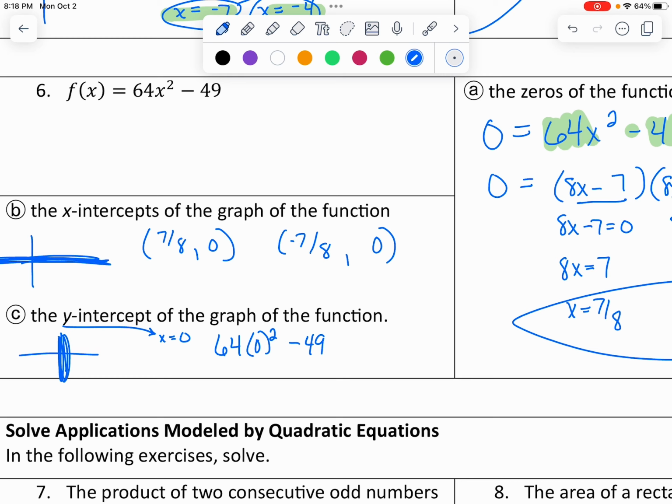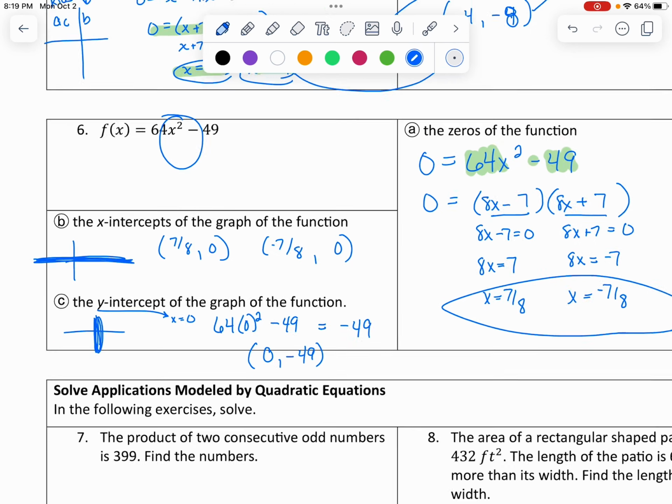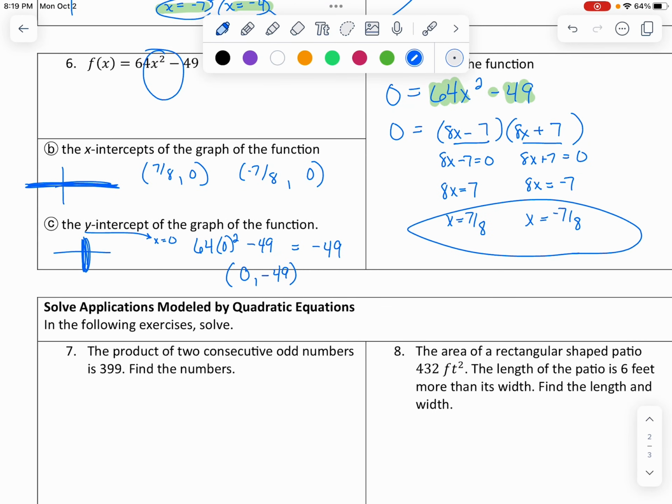What did I make x? X is 0 here? Yeah. And that becomes negative 49. So what's the y-intercept? Negative 49. Zero or negative 49. If we put that on Desmos, but we got to keep going because the kids will shut off soon.